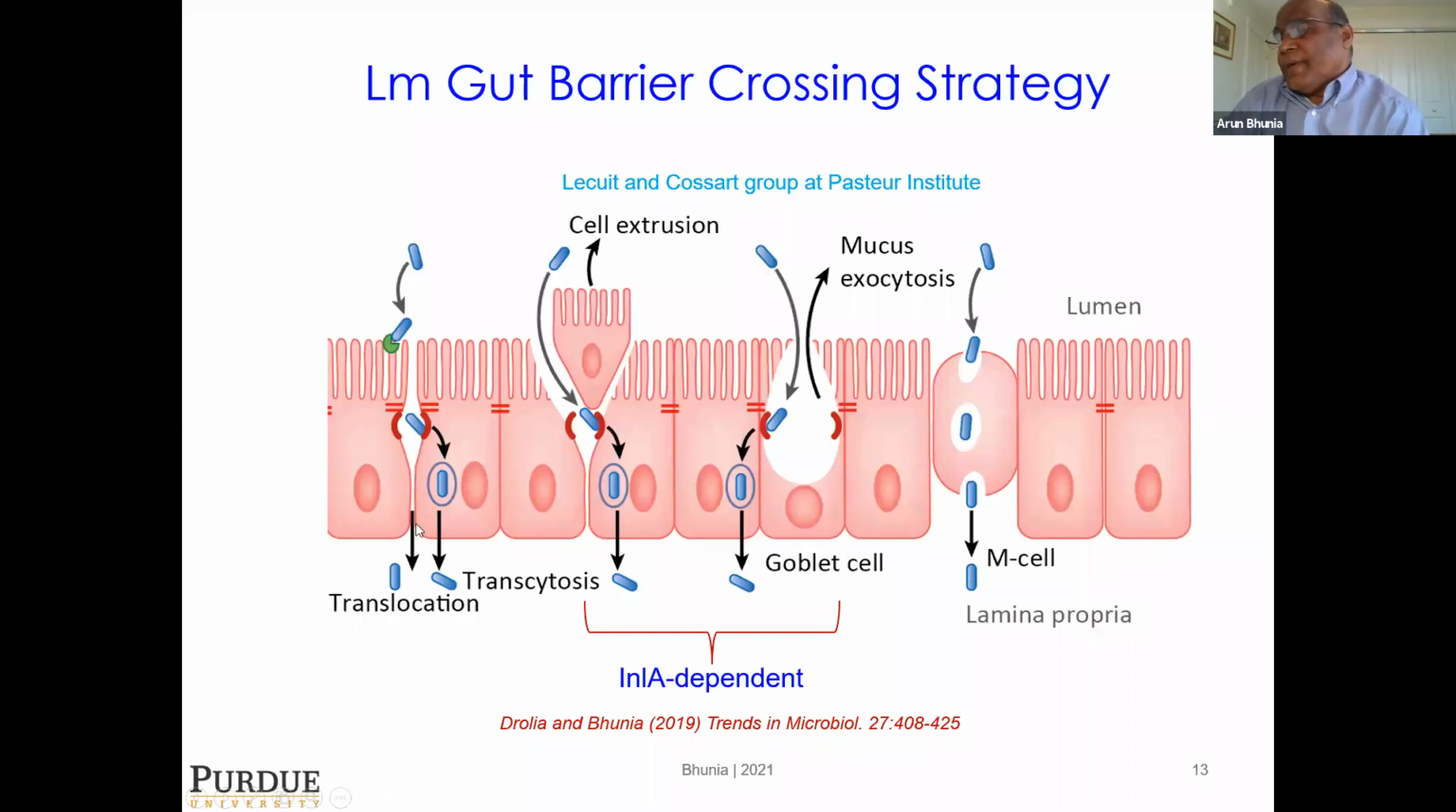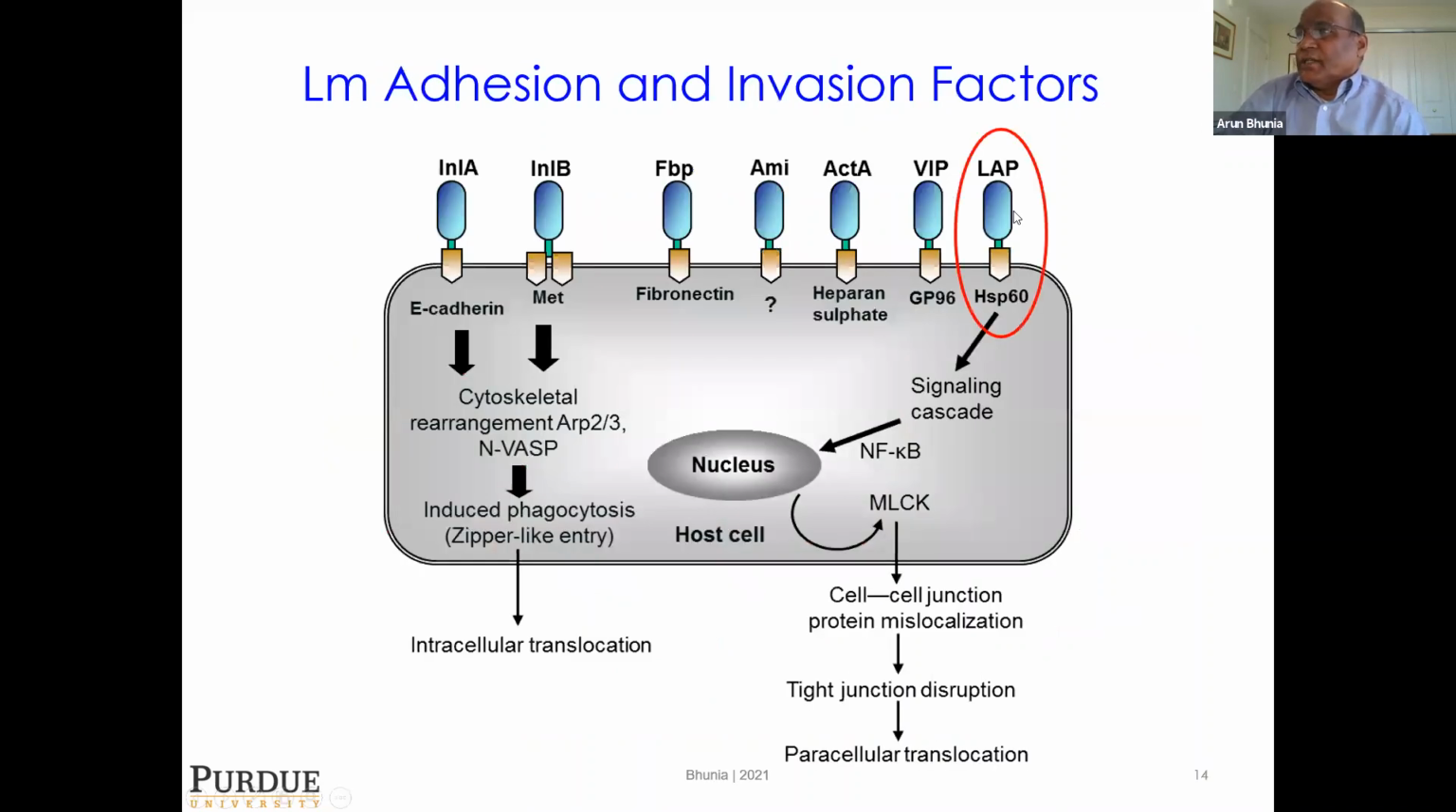So this is where our research may contribute: understanding how the barrier opening can help Listeria translocation. That's when we started looking at Listeria adhesion protein and its interaction with HSP. If this protein can help Listeria cross the epithelial barrier, it may help answer some of the questions we had. We haven't fully understood how Listeria crosses this barrier.